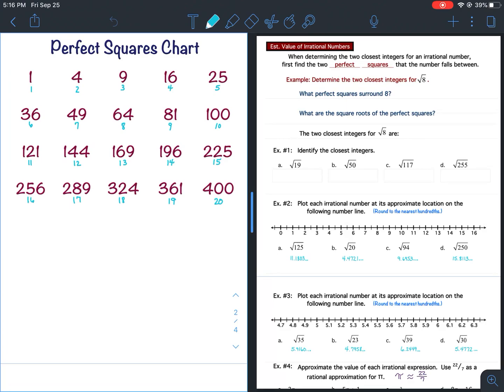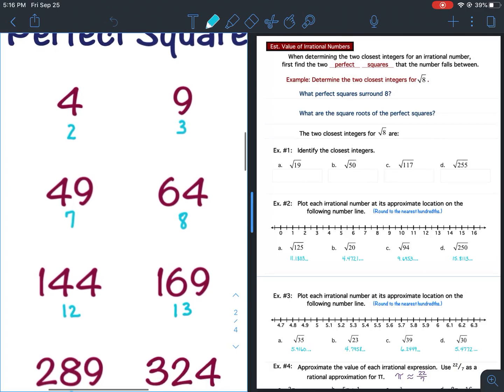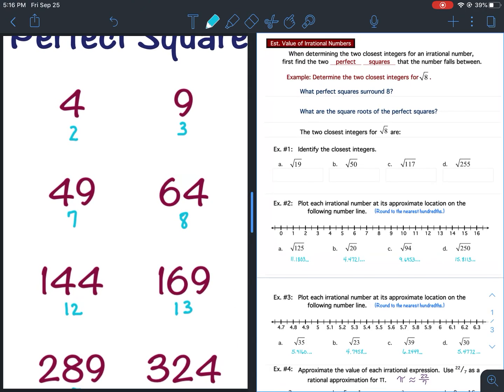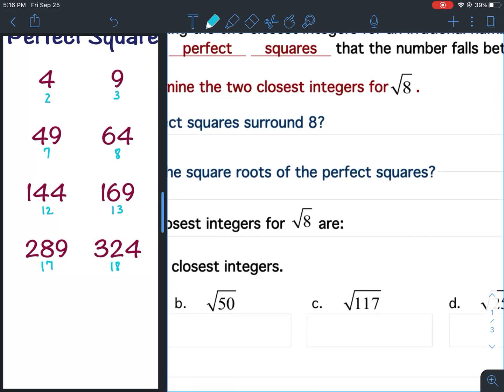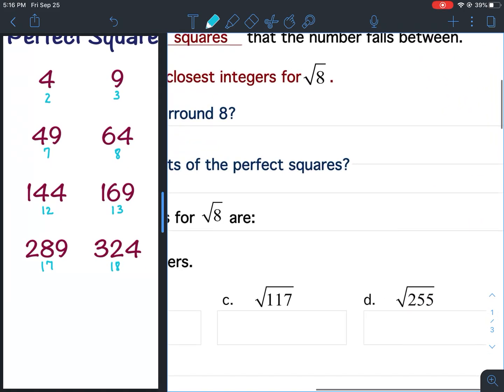So I want to find what numbers 8 falls between. Don't worry about the square root right now, just worry about the 8. 8 falls between what two numbers? Well, 8 would fall between 4 and 9. So what perfect squares surround the 8? The perfect squares that surround 8 would be 4 and 9.